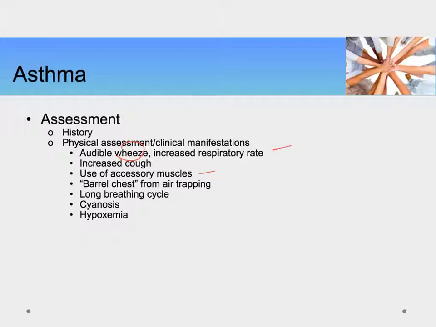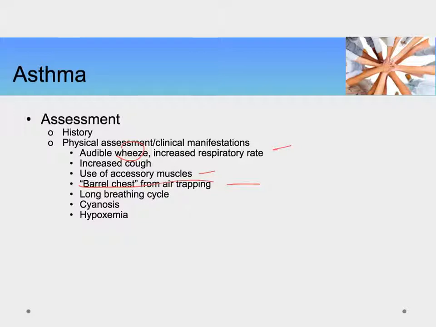Barrel chest from air trapping. This is usually somebody who has really had a hard time with their asthma. This isn't common in all of your asthmatics. Long breathing cycle. That's the inspiratory and expiratory phase.